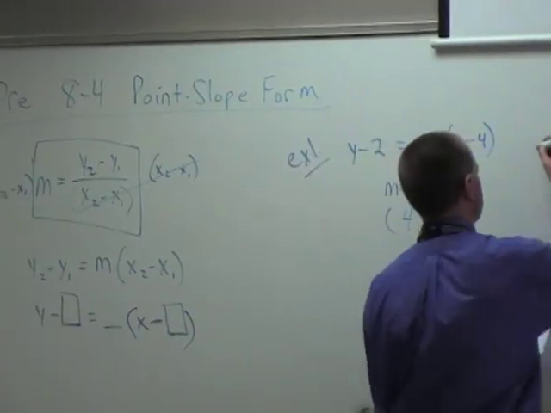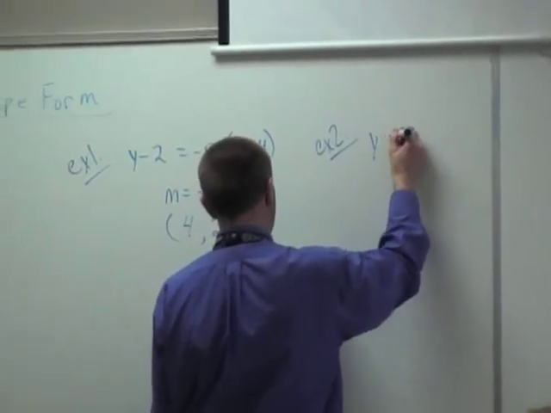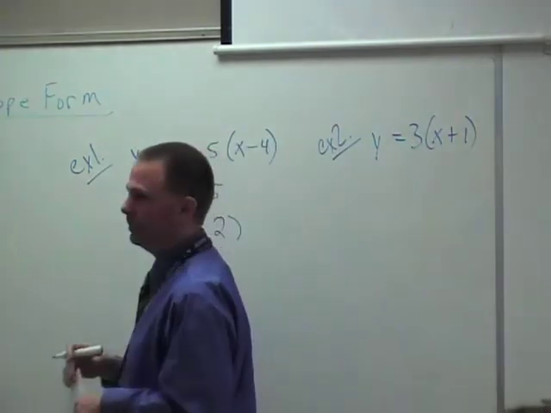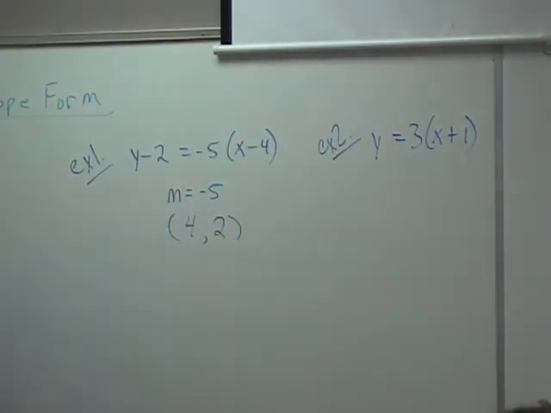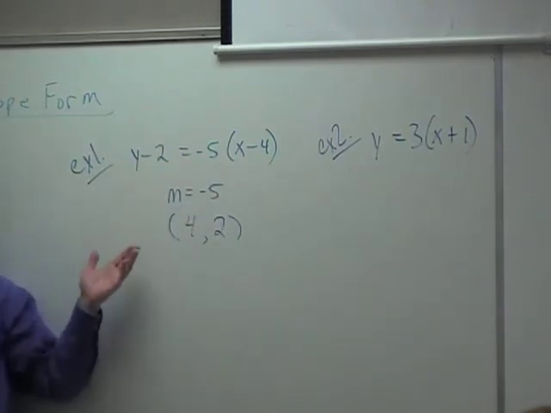Example 2. y equals 3 times x plus 1. This is a harder one. So in the first example, it was just given the point slope form: identify the slope and the coordinate used.